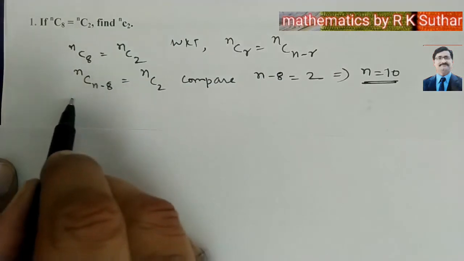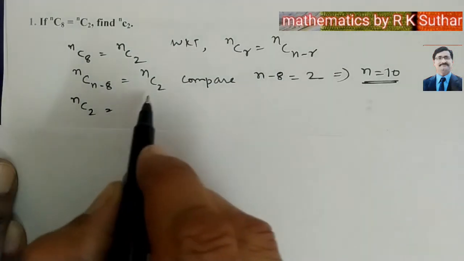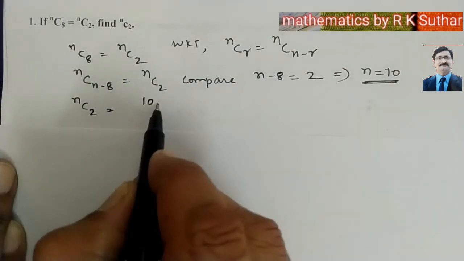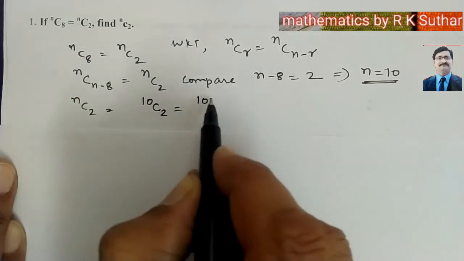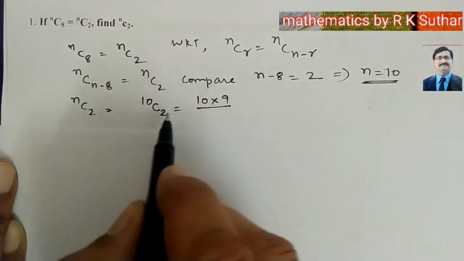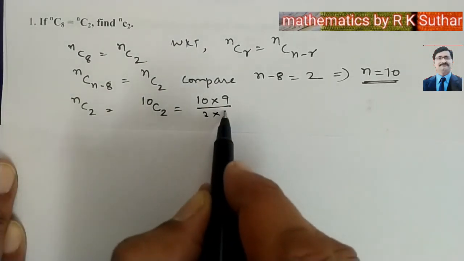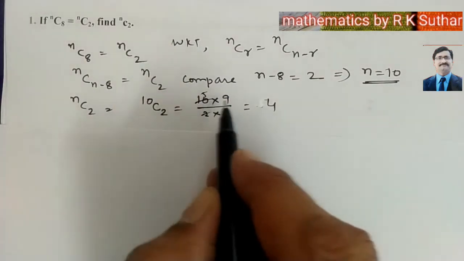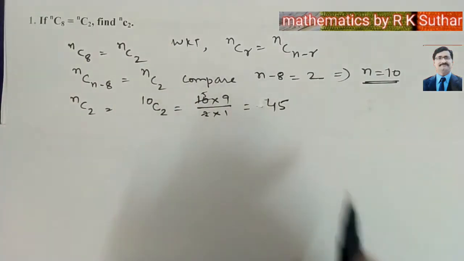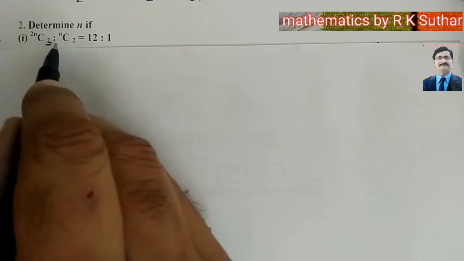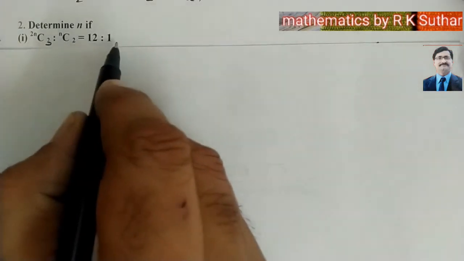Now we have to find nC2. nC2 means in place of n we write 10. 10C2 is 10 into 9 upon 2 into 1, so 5 nines are 45, we get 45.